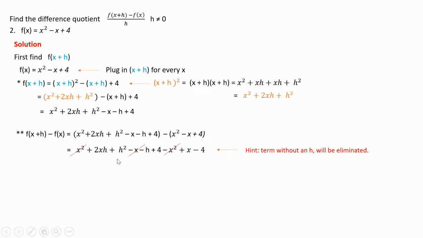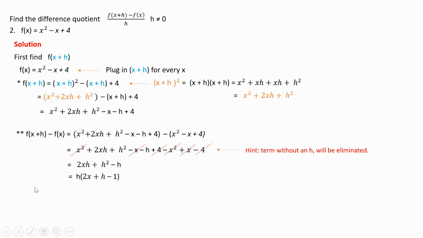Right? The h squared, does it have an h? Yes, it stays. The negative x doesn't have an h, so somewhere there has to be also a positive x, and here it is. Cancel. Does this term, the h, have an h? Yes, it does, so it stays. Does the 4 have an h? No, it doesn't, so there has to be a negative 4 somewhere, and here it is at the end. So again, the hint is every term that has an h will stay. You see the 2xh plus h squared minus h.